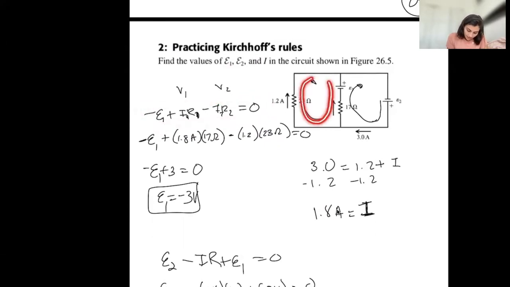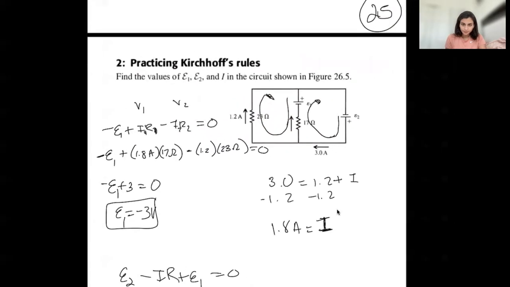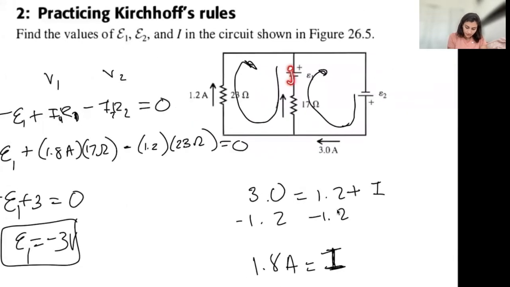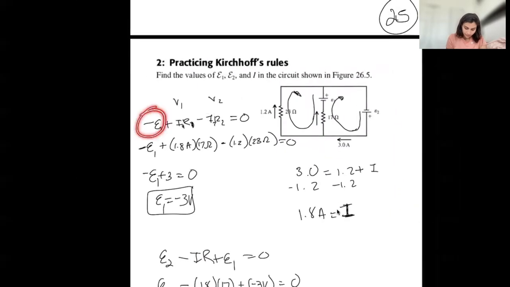When we look at our way of travel, right? If we go from positive to negative, our EMF is negative. It's a negative E. That's just a rule. If I go in the direction of travel on my resistor, then it's negative. And if I go against it, right, if I'm going this way and this is going up, then it's positive. Okay, so I plug in all my little numbers, except for this one, because I don't know it. 1.8 amps, 17 ohm resistor, 1.2 amps, 23 ohm resistor. All of that has to give me 0.